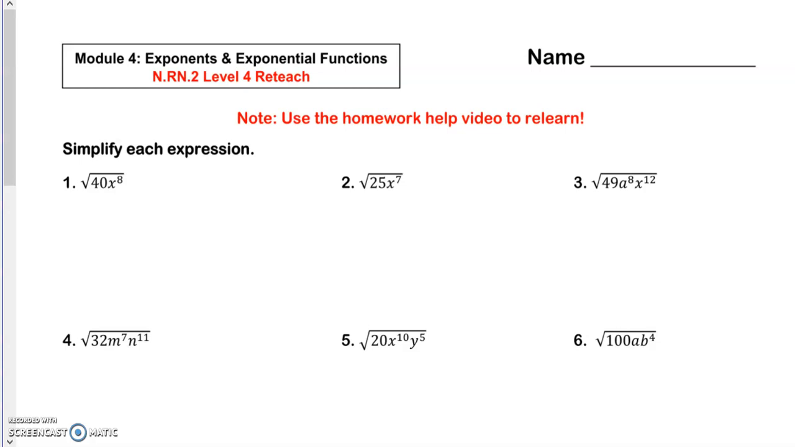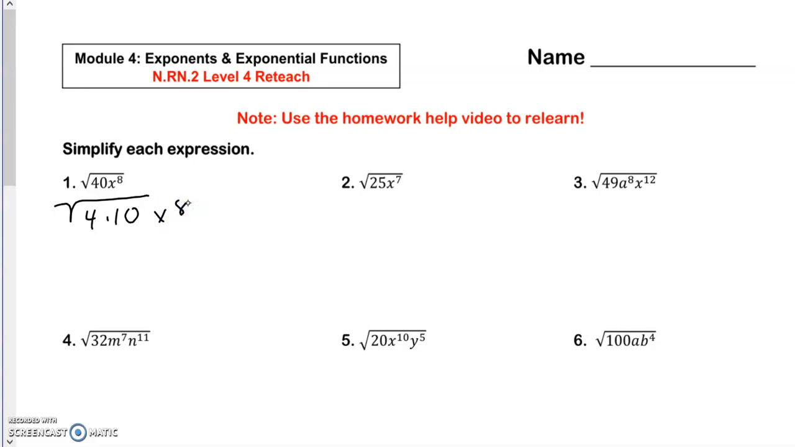Okay, today we're doing Module 4 N.RN.2 Level 4 Reteach. We're going to simplify each expression. So if you remember looking at that chart, I'm looking for the biggest perfect square because we know there's really a 2 here, but we never write it. So I start with 1, which we never do. Then I start with 4. 4 works. 4 times 10, and then x to the 8th.